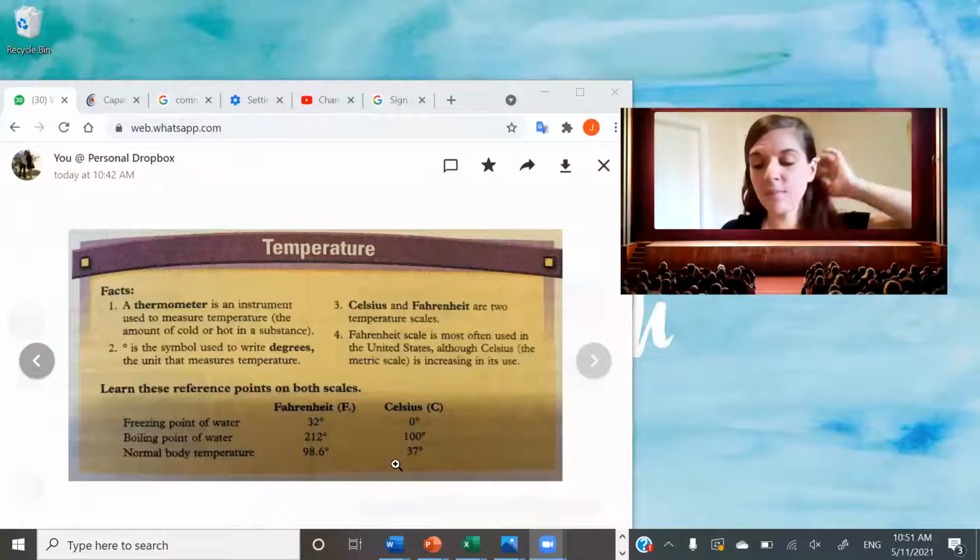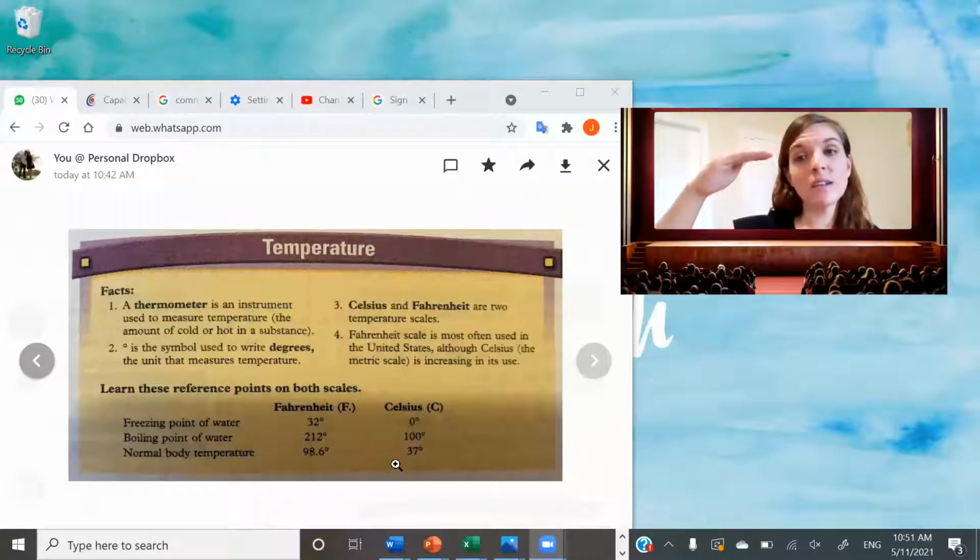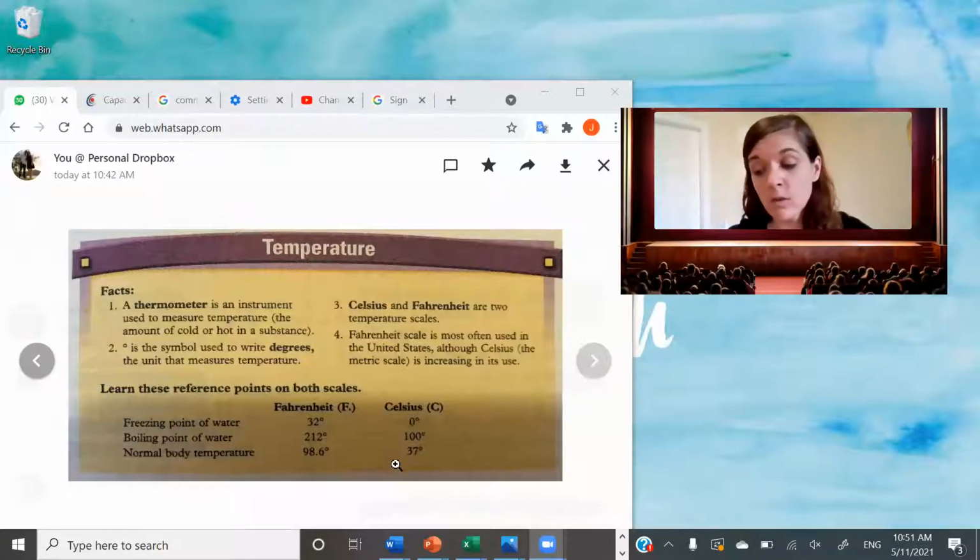Look at letter C. At 6 p.m., the outside temperature was 63 degrees Fahrenheit. By 11:30 p.m., the temperature had dropped 18 degrees. Okay, when it says it had dropped 18 degrees, it means it got 18 degrees less. So what do you need to do when it says less? Subtract. So in order to find your answer, you need to subtract.